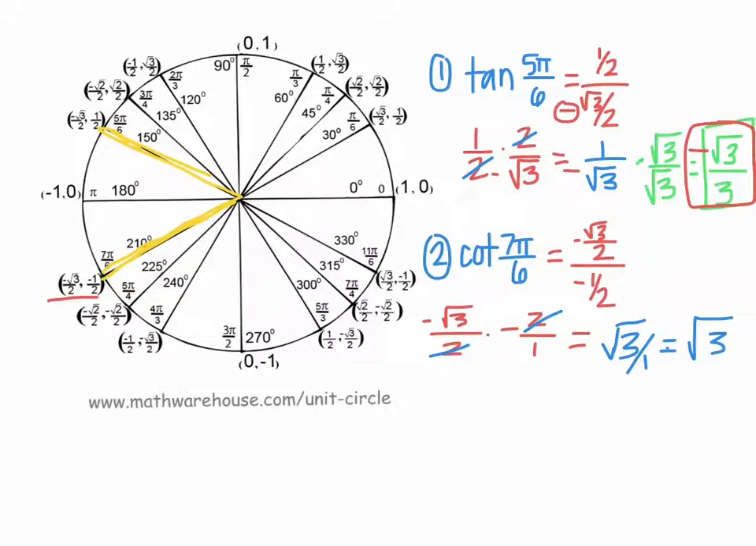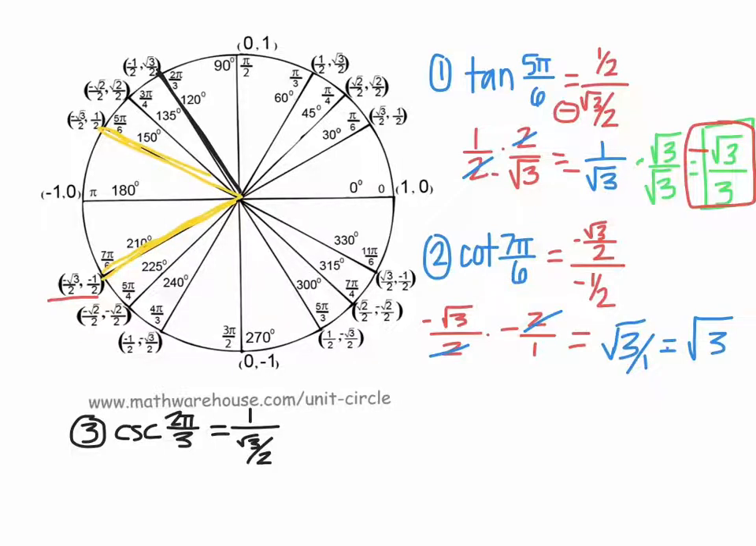Okay, let's move on to a secant and a cosecant problem. I'm going to go down here on the bottom. So let's suppose that I wanted to do the cosecant of 2 pi over 3. So first thing is I go over to 2 pi over 3 and take a look at the y value, because cosecant is the reciprocal of sine, and sine is the same thing as the y value on the unit circle. So it's technically 1 over sine.